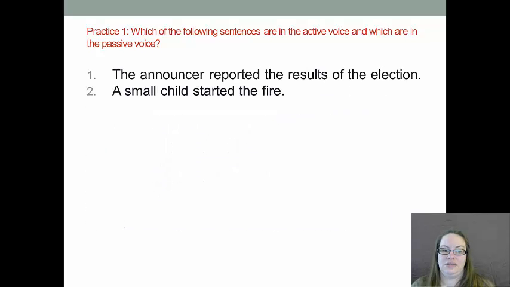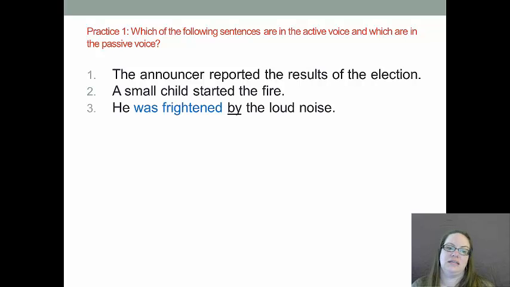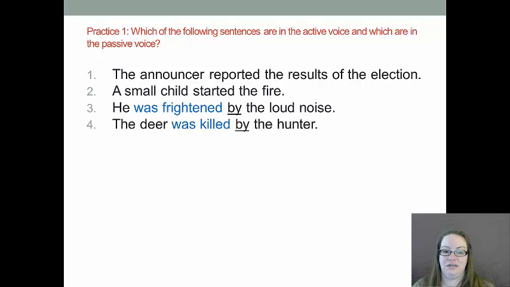So in these sentences, as we look at them, the announcer reported the results. We have both the subject, which is before the verb, and the agent is the same. So they're both active sentences. But here we have a sentence, he was frightened by the loud noise. The loud noise is the agent, the thing that does the frightening. Sometimes I say the thing that does the verb. So the loud noise does the frightening, but he is the subject. So when the agent does not match the subject, or when the agent is not in subject position, then we call those passive sentences. You can also see we have to be plus the past participle, and then we have a by phrase. Okay, the deer was killed by the hunter.